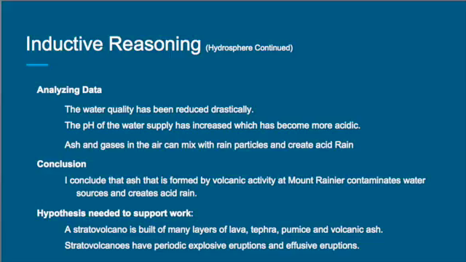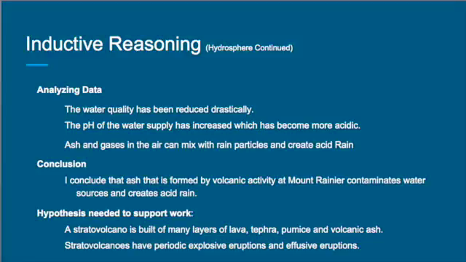Alright, to analyze the data, the water quality has been reduced drastically. The pH of the water supply has increased, which has become more acidic due to the ash that has fallen down. And then the ash and the gases in the air can mix with rain particles and create acid rain, which is due to the ash that formed from the volcanic eruption that was conducted during the experiment.